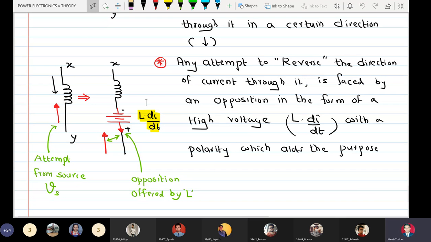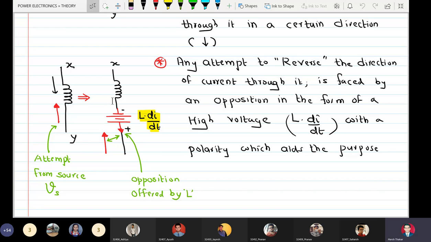So again, we had told this particular point in the form of two scenarios where on the left side there is the same inductor. The current during charging was flowing from X to Y, and now there is an attempt from the source side Vs to push the current from Y to X. So the inductor was charged in a direction from node X to node Y, and now the source Vs is trying to push the current from Y to X.